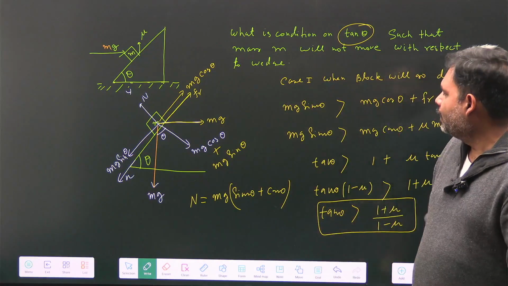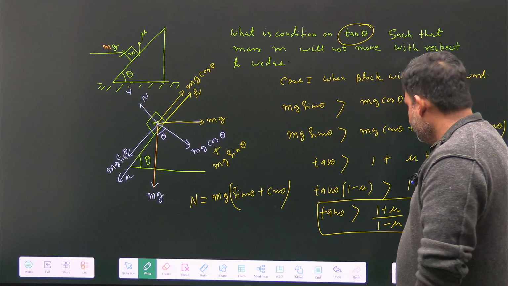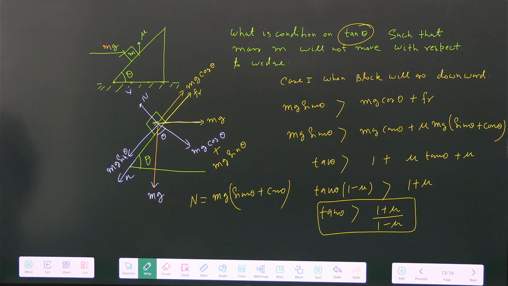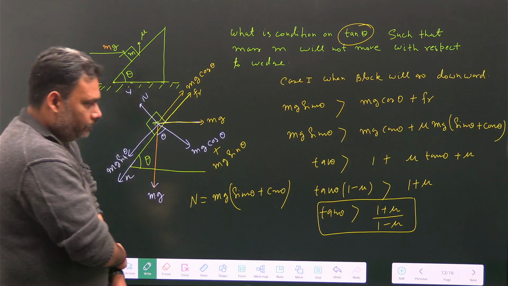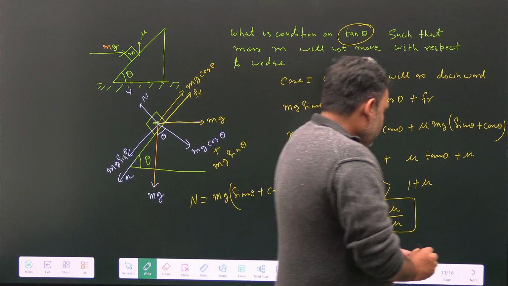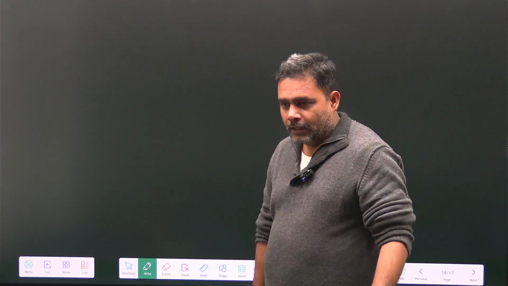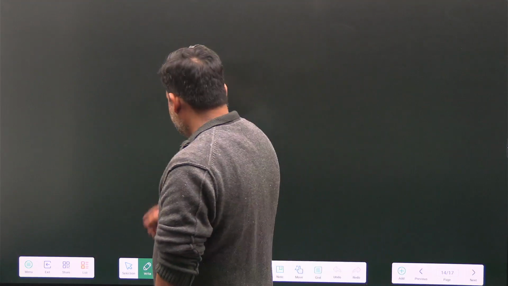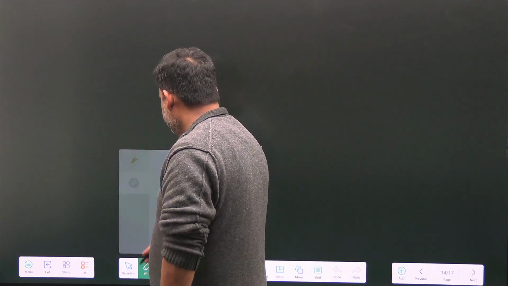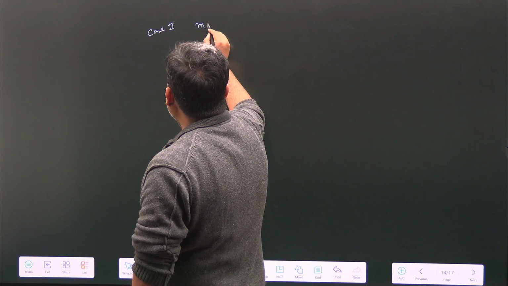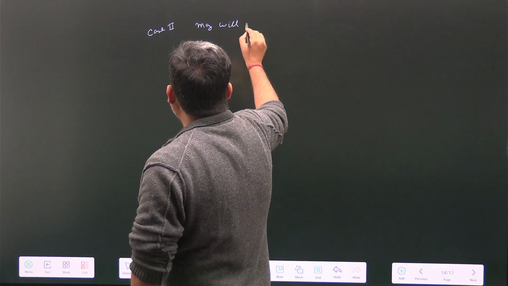So let's try to go for a second condition. Okay, clear till here? Online people, are you happy? Yes, sir. Chalo. So let's go for the next one. So this is mg going downward. Now the case 2. So we are just going for case 2, where mg will go upward.